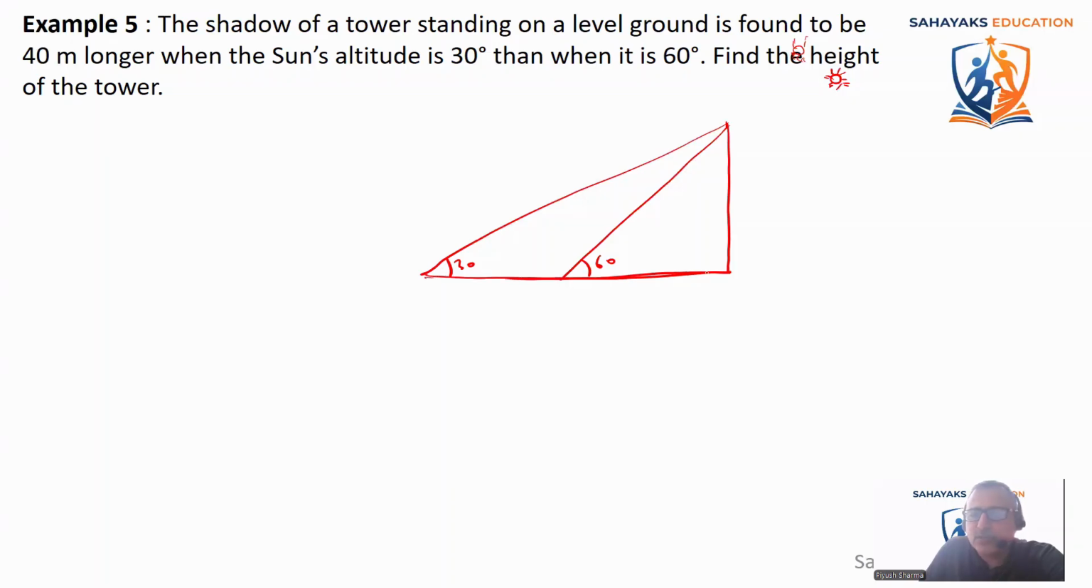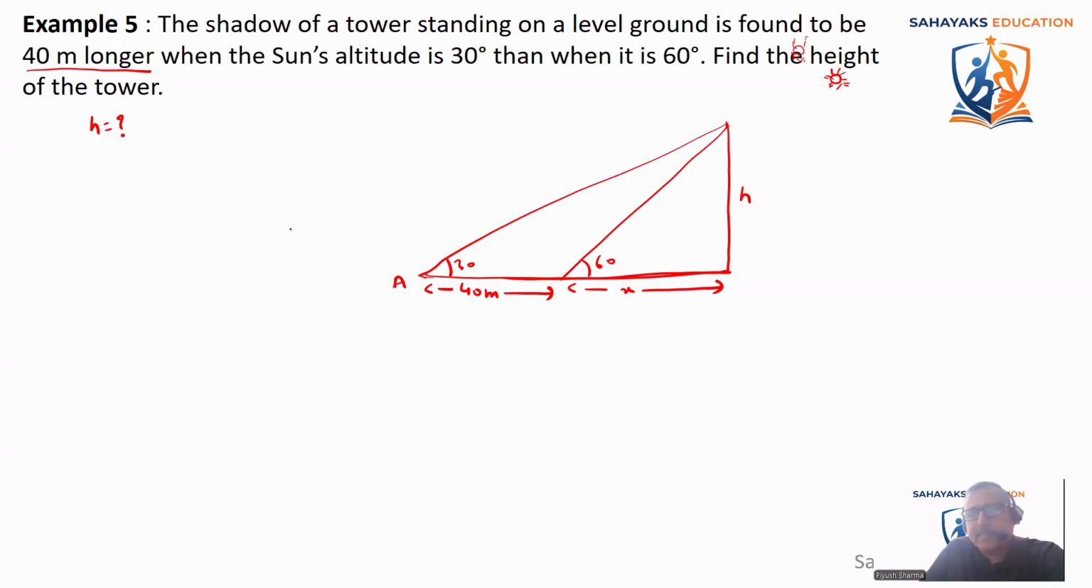This is the shadow, and they're saying it is 40 meters longer. So the difference between this and this is 40 meters. Now, we don't know the size of the shadow when it is 60 degrees. We have to find out the height of the tower. So this is the height, and this we can consider as X. H is equal to question mark. We don't know the height.